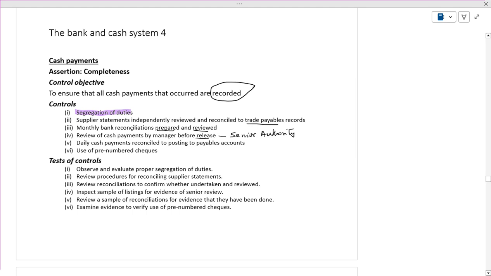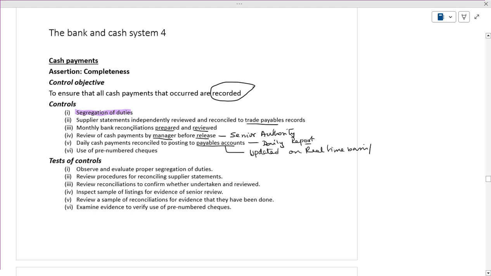The authority is at a higher level. The responsible person should review the daily cash payment reconciled to posting to payables accounts. In most cases we will have a daily report. Anything, if there are any payments, you have to see. It has to be updated on a real-time basis, or at least by the end of the day.